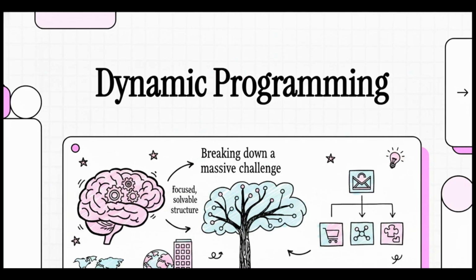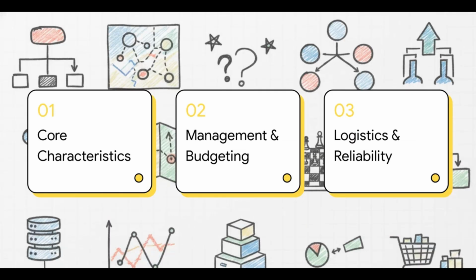We're looking at a foundational roadmap today that shows exactly where this approach makes its biggest impact. We're not just going to talk theory, we're going to look at the massive scope of real-world problems this mathematical blueprint actually solves. Okay, let's dive into this structured roadmap. We've got three main stops today. First, the core characteristics. Second, management and budgeting. And finally, logistics and reliability.